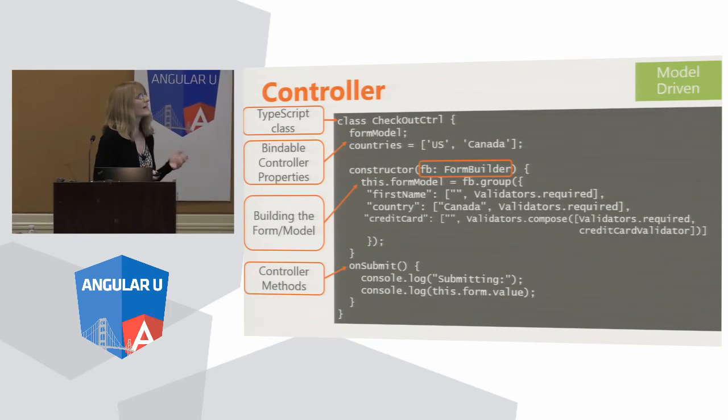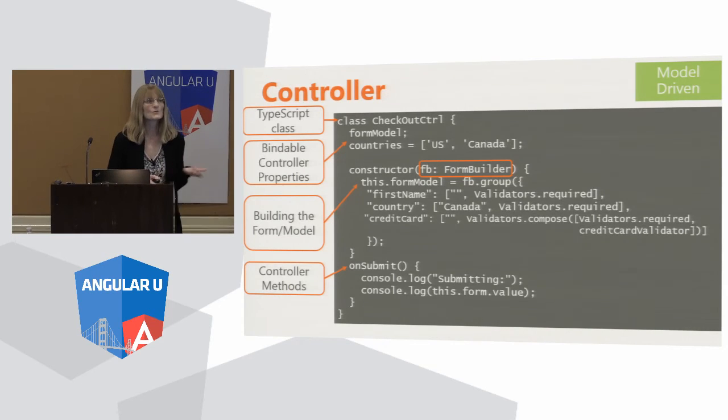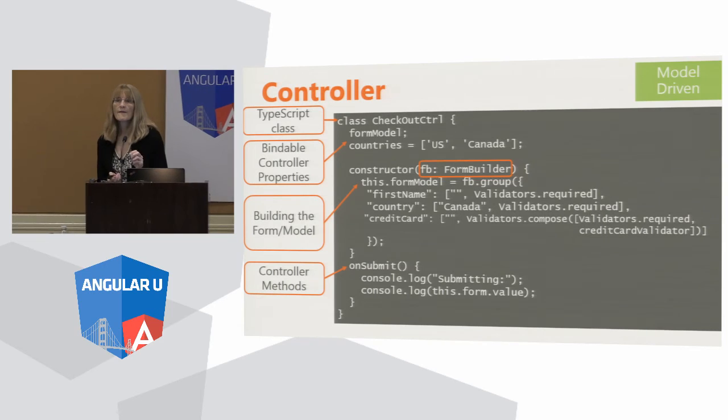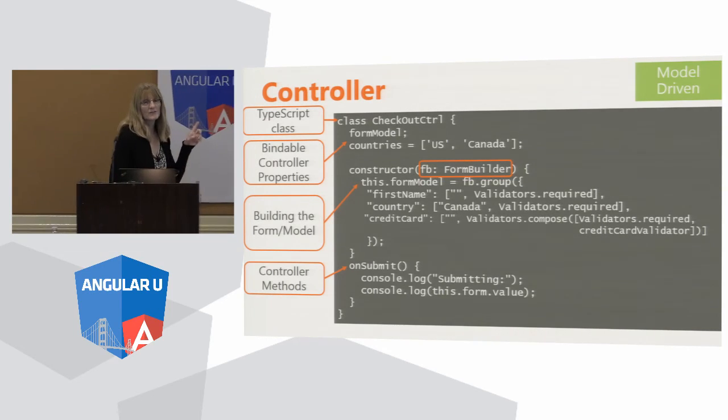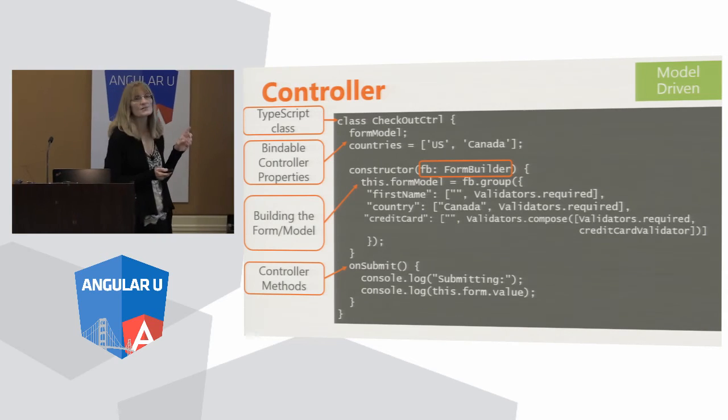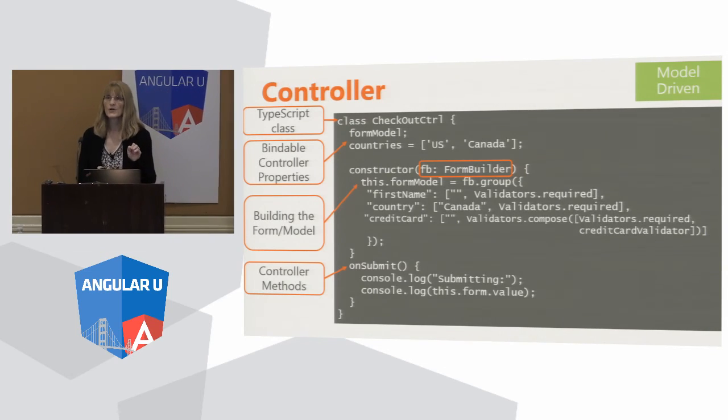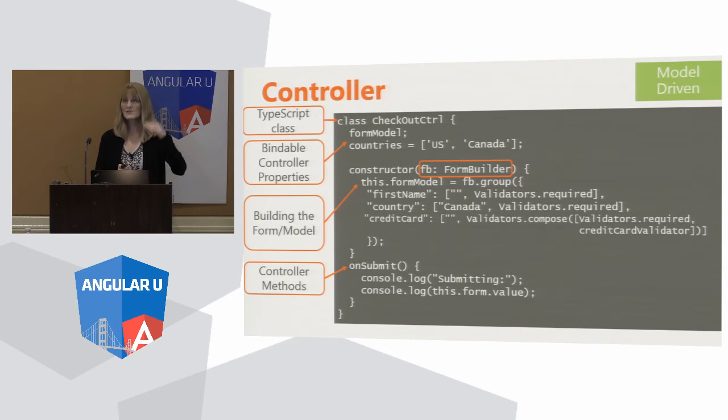And again, we still have our controller methods in here, so that part isn't changed. What is the group method? The group method here, the fb.group, is allowing us to define a set of controls. So instead of defining separate controls and then adding them individually to the form, we can just define a form group where we're identifying all the controls that we want.